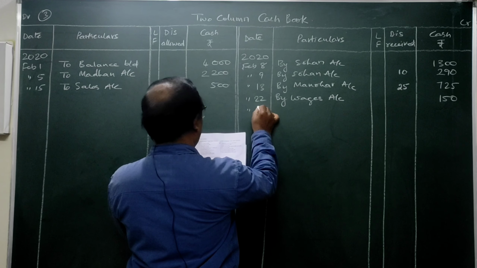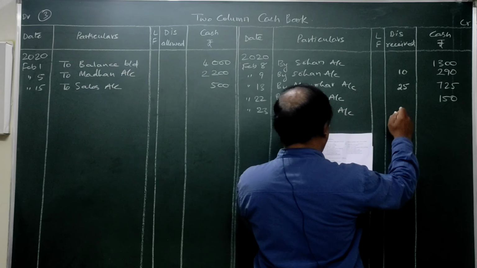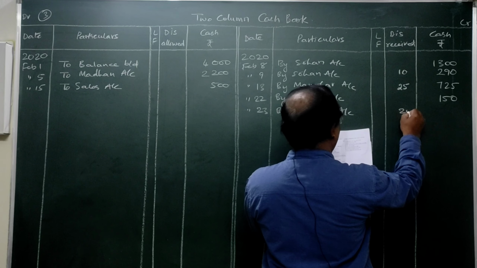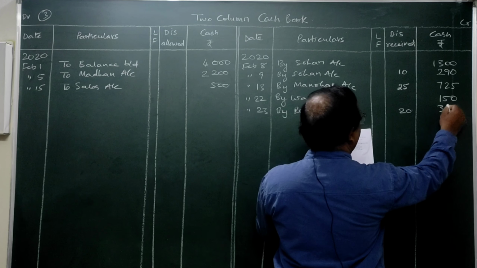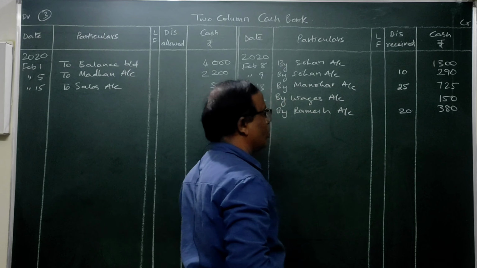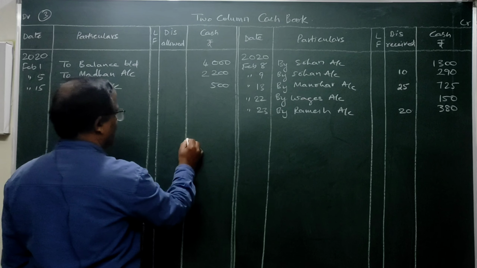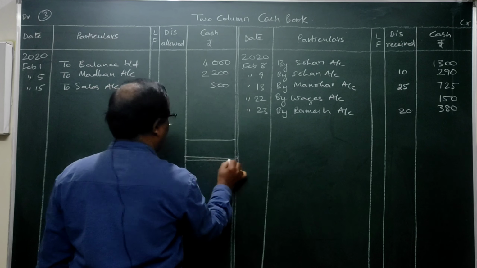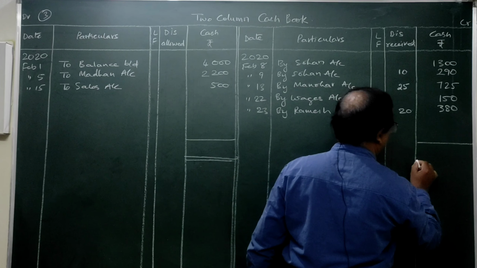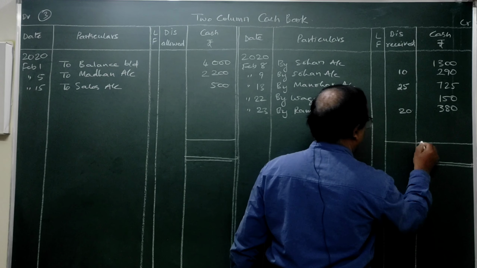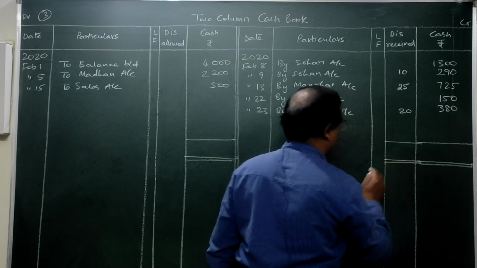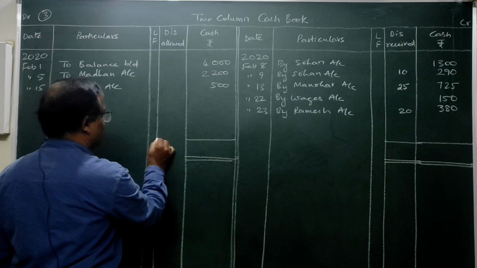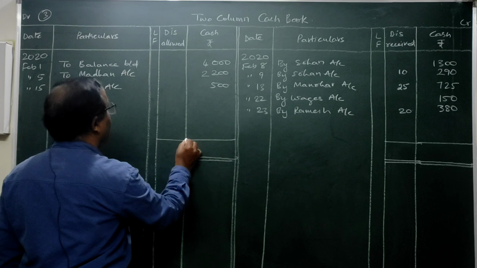So you write 23rd by Ramesh. You write, okay, Ramesh account discount received. Write it in the discount received column 20 rupees. And how much have you paid? 380 you have paid. This is how you are going to post it. Now balance this particular account, as I told you, leave some space here on the debit side as well as here on the credit side. Even discount columns you are supposed to total, but you are not going to balance the discount columns. Simply you are going to total them.